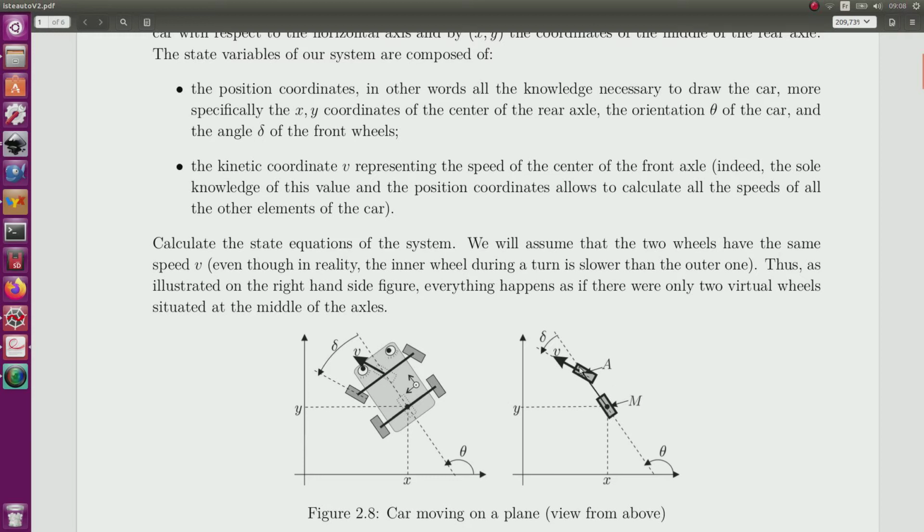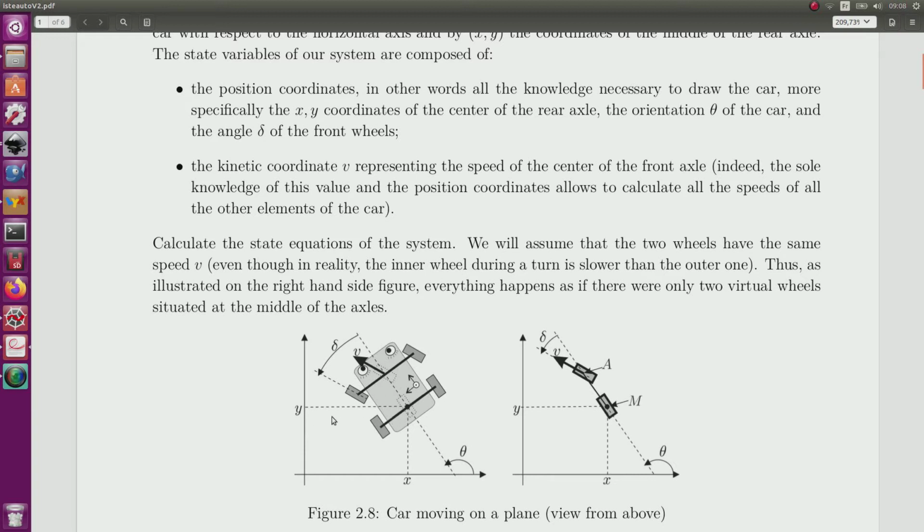So it is represented on the right. The point A corresponds to the center of the front axle, and M the center of the rear axle here. Theta corresponds to the heading of the car, and delta corresponds to the steering angle of the front wheel. So for this, the state we consider corresponds to the degrees of freedom.